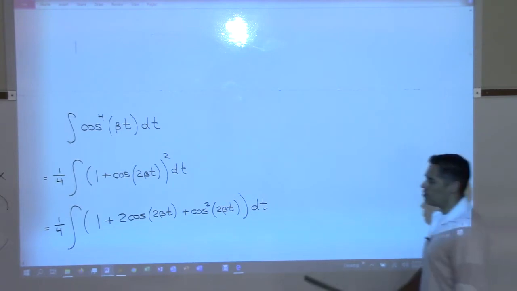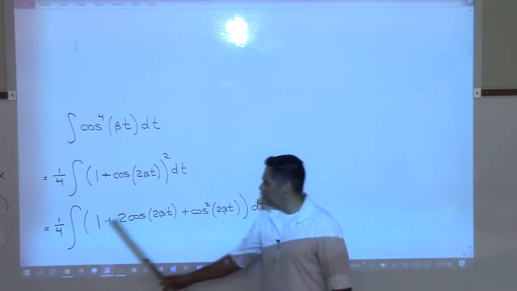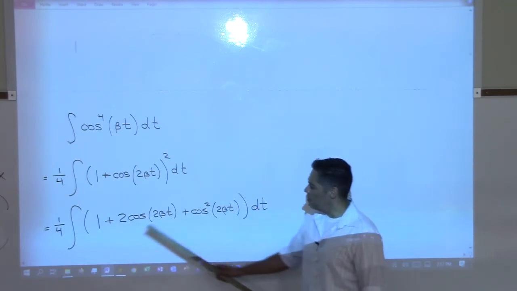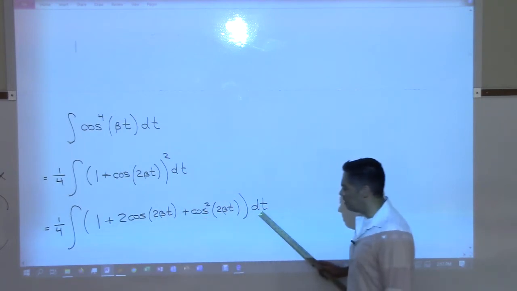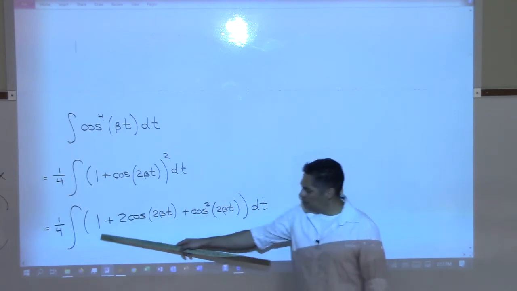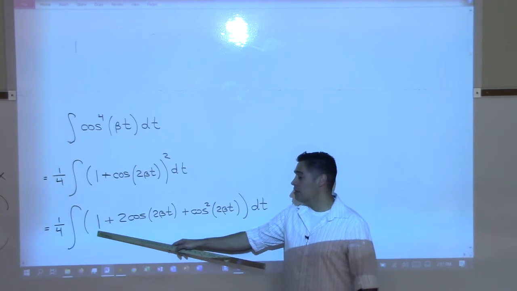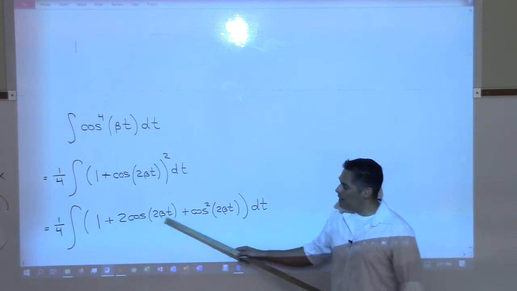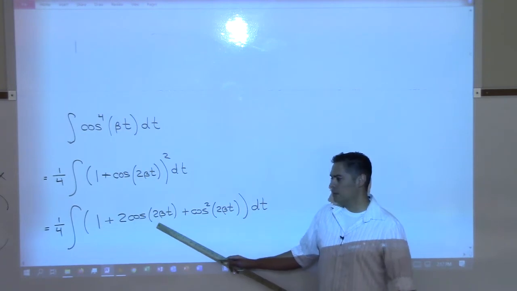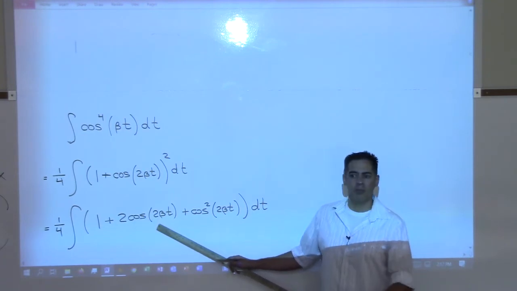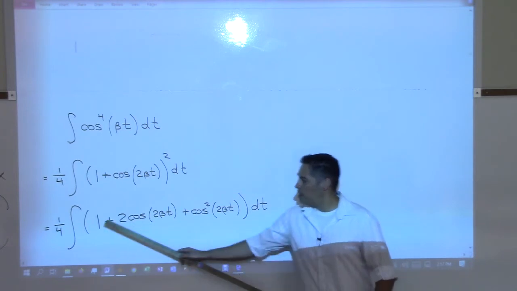So now we can look at these individually, can't we? Here we're just going to find the antiderivative of 1 with respect to t, right? Which would just be t. Now, can we find the antiderivative of cosine of something? Yes, the antiderivative of that has to do with sine, right? So we should be able to handle both of these.